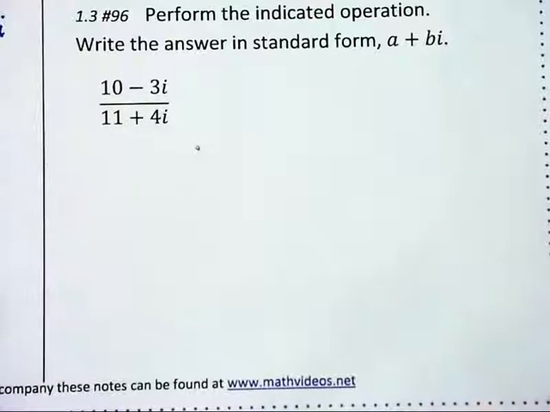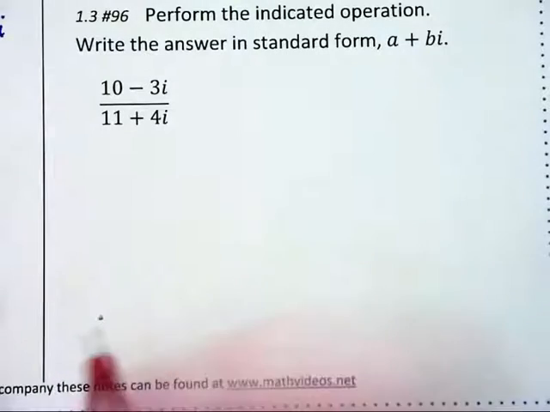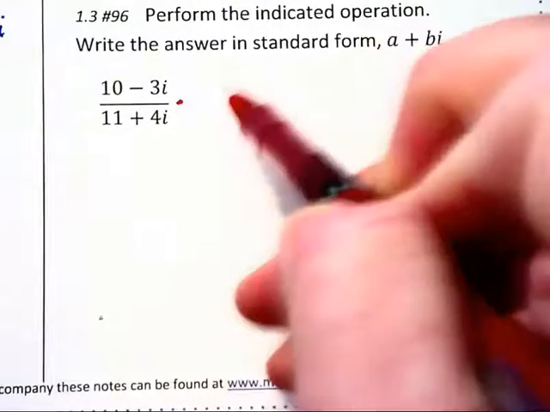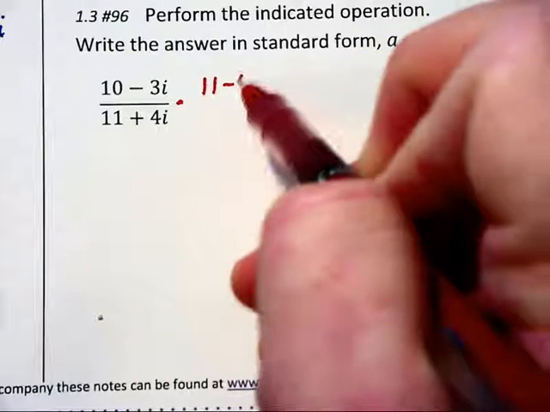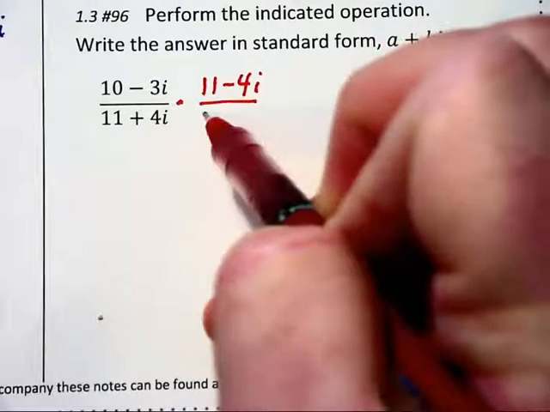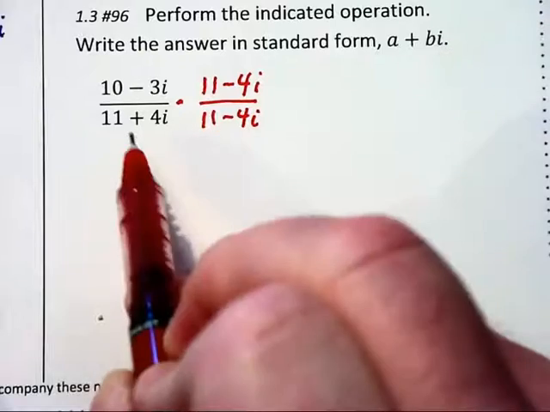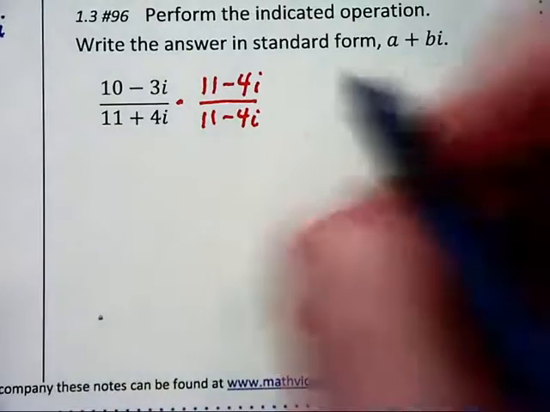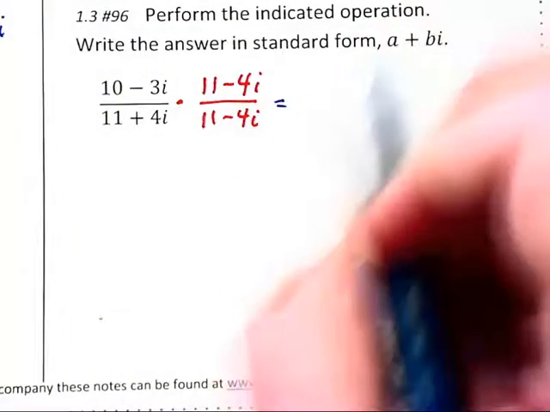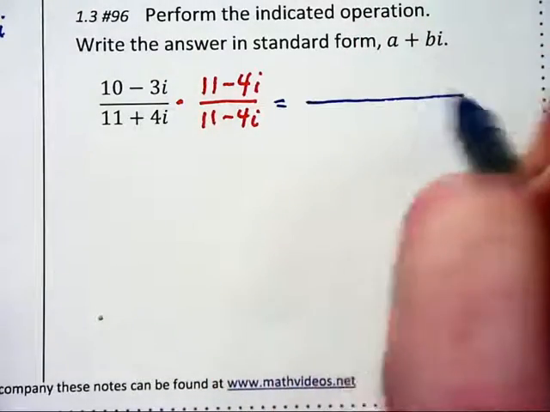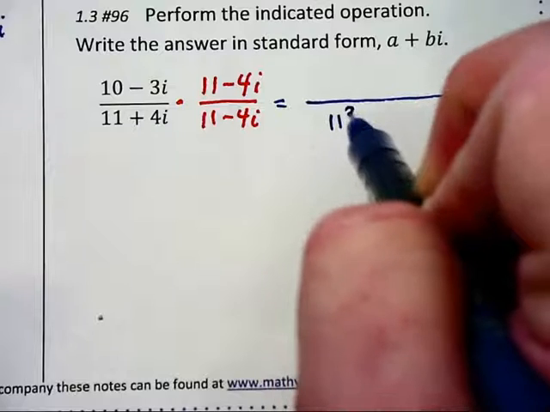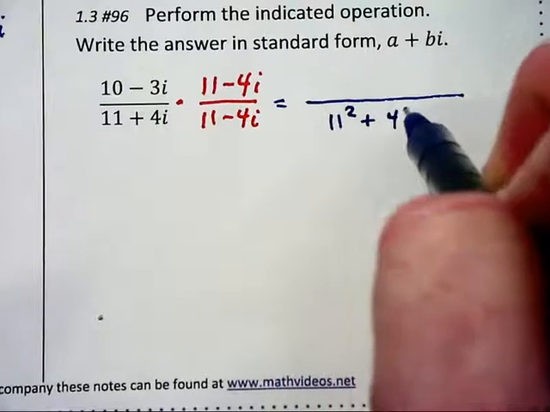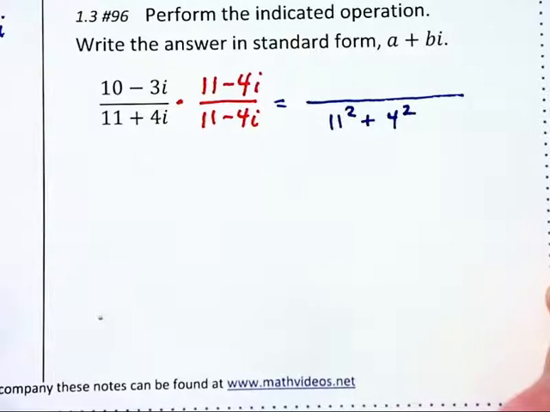An expression is not considered simplified when it contains an i in the denominator, because technically i is an imaginary number. So we want to multiply in this case by 11 minus 4i over 11 minus 4i. Multiply by the conjugate of the denominator over itself. Now when we do this, down below we're multiplying conjugates together, so we're just going to have 11 squared plus 4 squared, as we saw in the problem above.